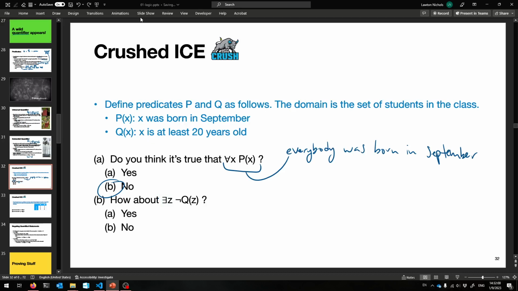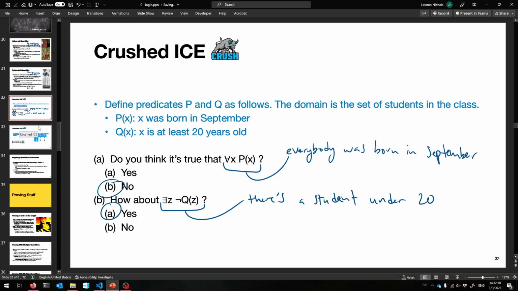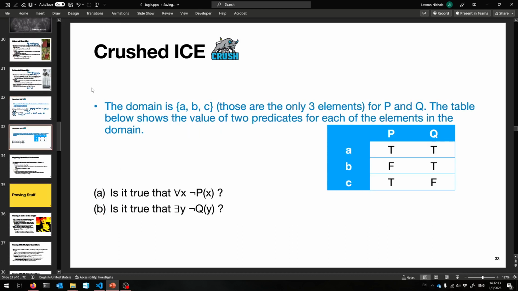So there exists a student, this is claiming, there exists a student such that that student is not at least 20 years old. So they're less than 20. They're younger than 20. Do you see how that's what this is claiming? There's a student in the class who is under 20. And I'm pretty sure that's true. Yeah? So that is how you can pick apart those statements. Hopefully you got close, if not perfect, but keep on trying them. It'll start making sense. Okay?